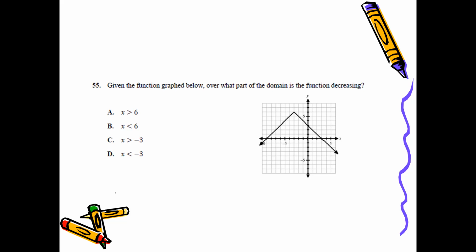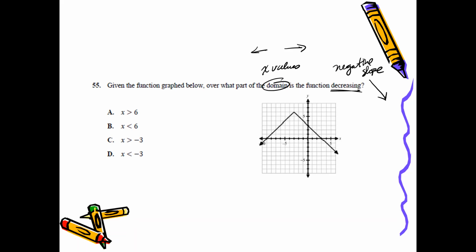Given the function below, what part of the domain is the function decreasing? Domain are the X values, okay? That means you're going from left over to right. So then if you look at this graph right here, it says, what part of the domain is a function decreasing? Decreasing means a negative slope, like you're going downhill, like that, okay?